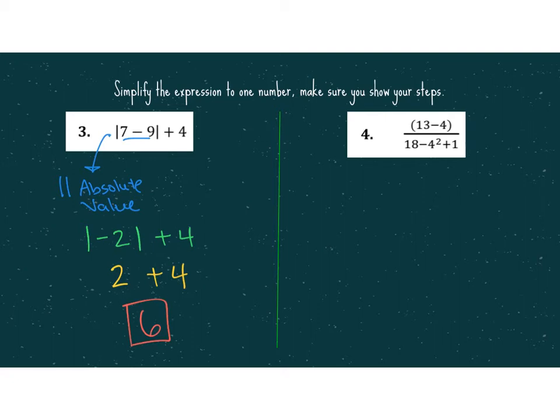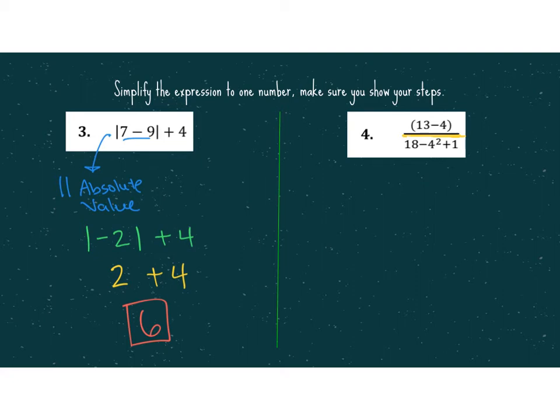All right, we're going to take a look at number 4 now, and we are going to see if we can simplify this expression down to one value. So in number 4, I have the quantity 13 minus 4 on top of a fraction bar divided by a group of terms in the bottom, 18 minus 4 squared plus 1. So I need to, first of all, treat this fraction bar as a grouping symbol. It is separating out my top from my bottom. So I have to treat the bottom separate from the top.